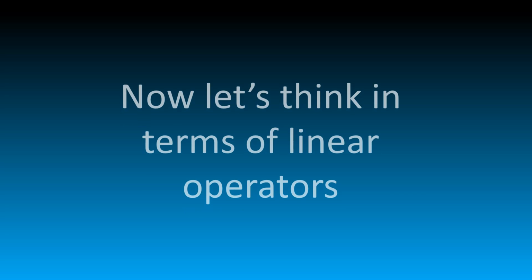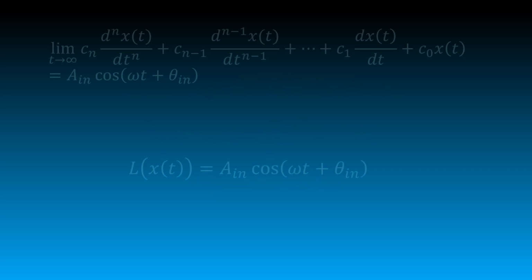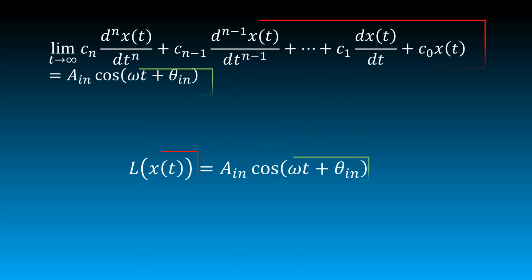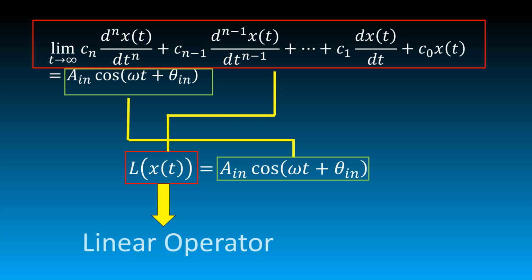Now, let's think in terms of linear operators. This will not only make our analysis more concise and compact, but will also reveal why phasors work. We will express our linear system, which is the limit as t approaches infinity of our constant coefficient linear differential equation, as a linear operator, L, that, when applied to our output signal, x of t, is equal to our input signal, f of t, which is, as we have discussed, a sinusoid.